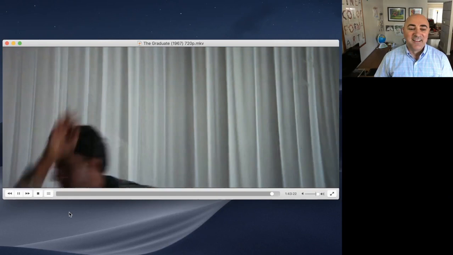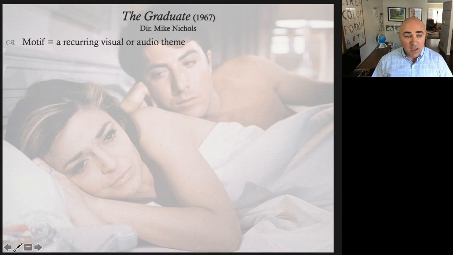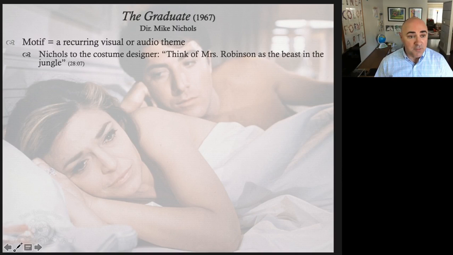So to recap, a motif is a recurring, repeating visual or audio theme. Another example of a motif is Mrs. Robinson's clothing. Think of Mrs. Robinson as the beast in the jungle. A lot of the things that she wears all have leopard skin, tiger patterns. Why?